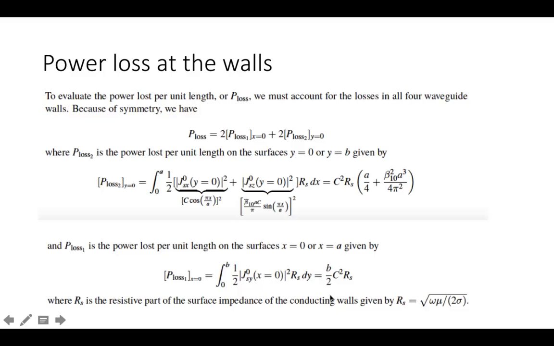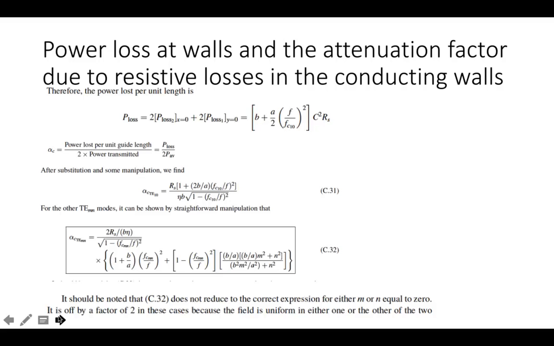The surface resistance is given by the square root of omega mu over 2 sigma. So that then gives us power loss in the walls, in all 4 walls. And so once again, we'd have to double this in order to get both, so you see you have 2 times the power loss at x equals 0 and 2 times the power loss at y equals 0. All right, so if we add those together, we get the following expression, and that's defined as the power loss.